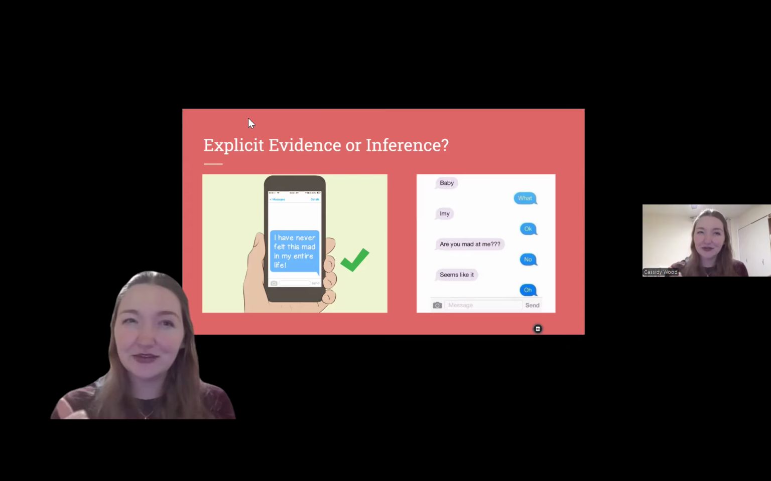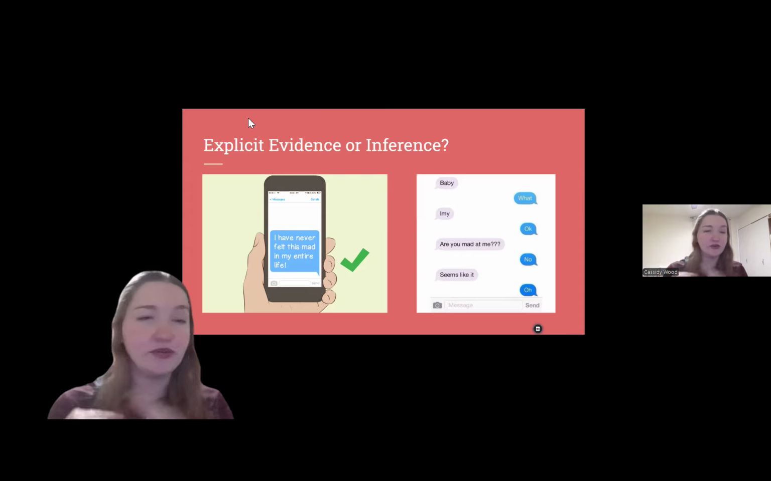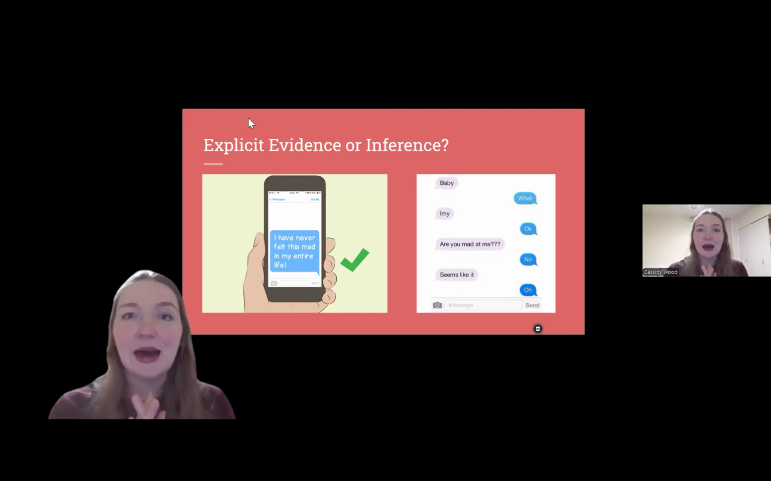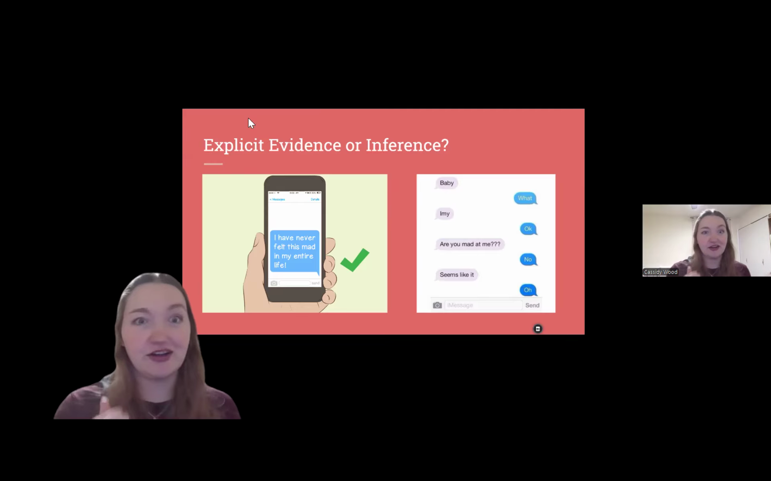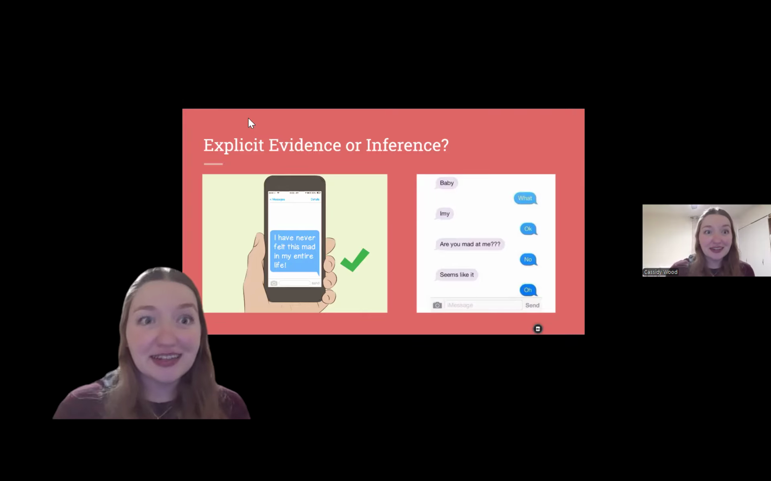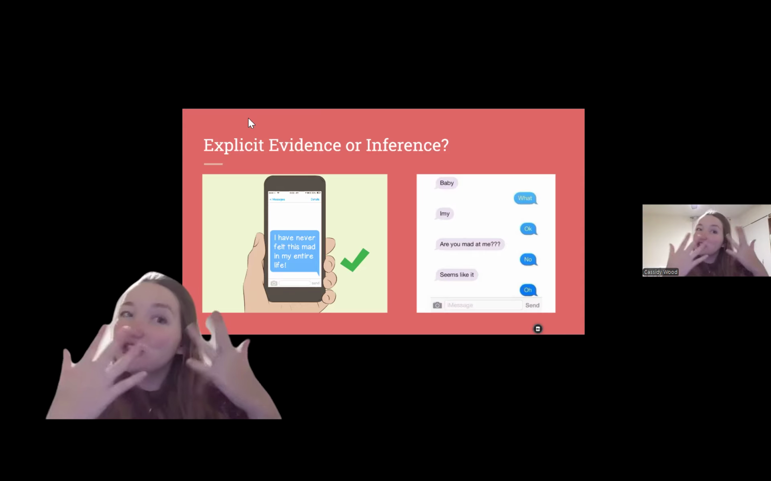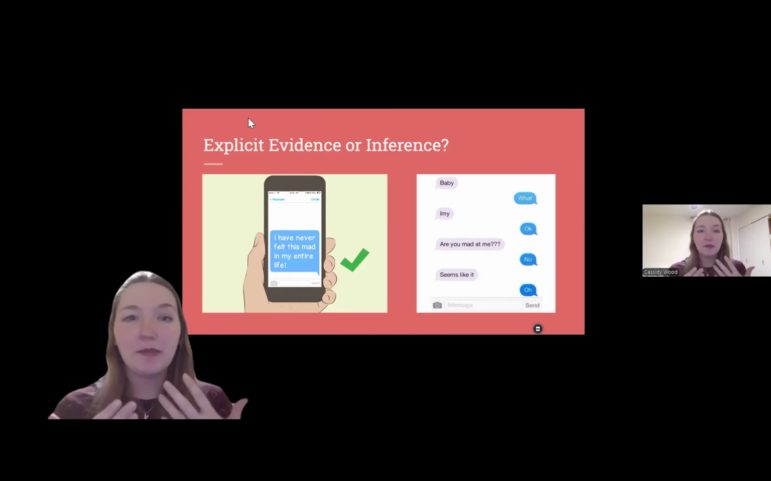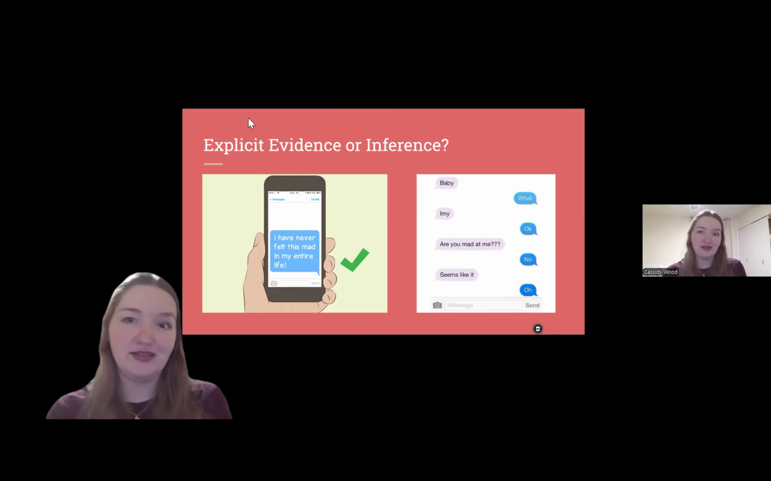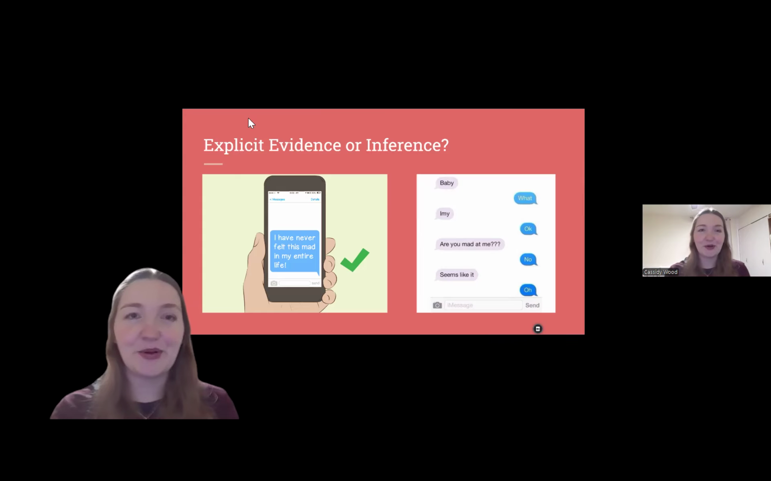And the reason that inference is relevant again today, even though we've learned about it in other lessons, is that most of the time, theme is not going to be explicitly stated. Like they're not going to say, I've never felt this mad, right? They're not going to say, the theme of the ugly ducklings is to be true to yourself. They're going to show you the story, and you're going to have to pick up on the theme the way that you would in the second text example.